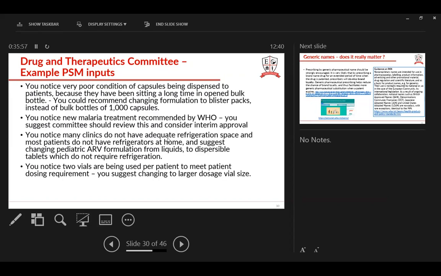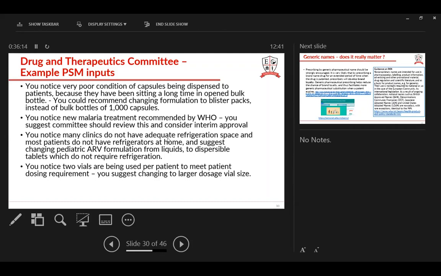Then we say, okay, this drug, according to the manufacturer, it should be stored at this degree. You're not storing it at that degree. So it becomes a problem. So it's not a one-person thing. That's why we ask the question, what can I do? This example will help you tomorrow.